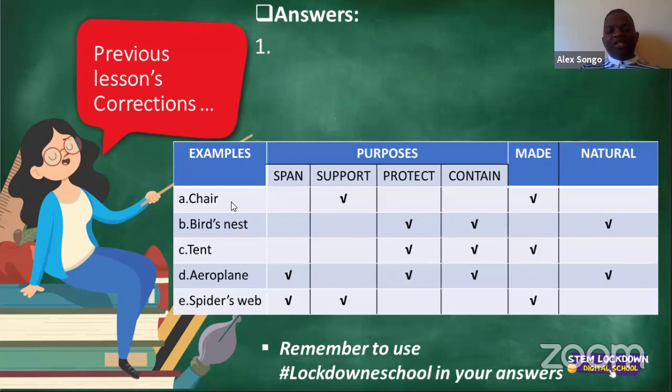All right, so let's look at the chair. The chair is used to support a load. As I said, we are all sitting on a chair right now. Now, a chair, is it man-made or is it natural? Ladies and gentlemen, it's man-made. We go to the bird's nest. The bird's nest is meant to protect the bird. However, it also contains the bird. What do we mean by that?